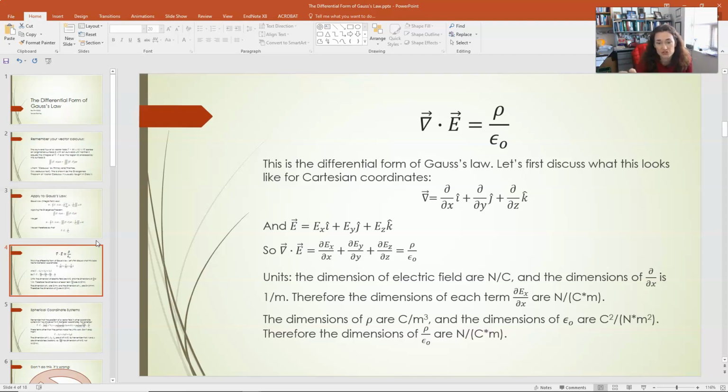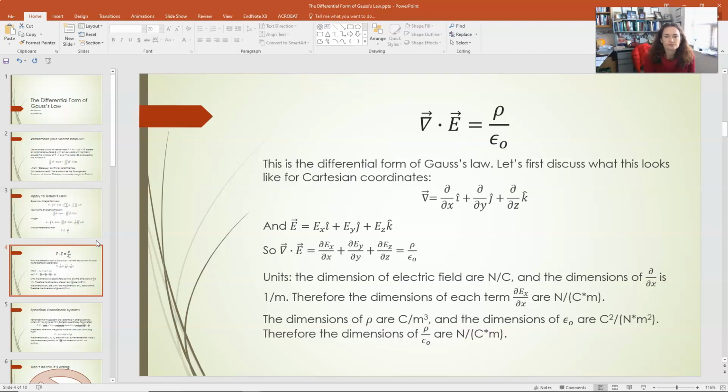So that's the dimensions. Now let's look at the right-hand side units. Del dot E is rho over epsilon naught. Rho is a volume charge density, so its dimensions must be coulombs per cubic meter in SI units. And the dimensions of epsilon naught are coulombs squared per newton meters squared in SI units. And so you can see that if you take rho and divide it by epsilon naught, you're going to get newtons per coulomb times meters.